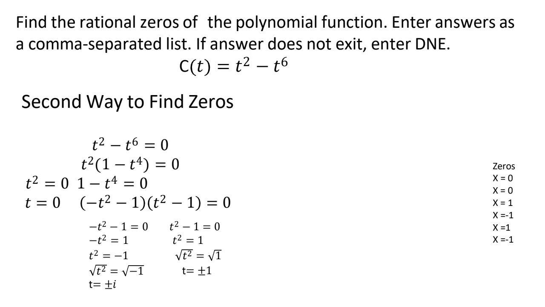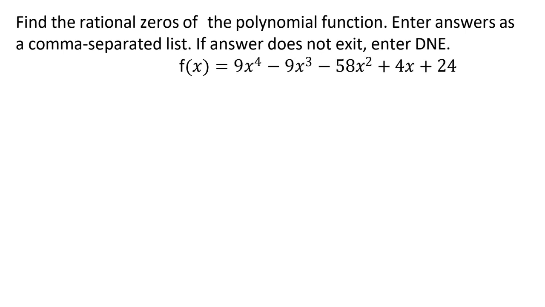So t squared times 1 minus t to the fourth is equal to 4. And you see here, now I use my zero property and I have the same problem that I had before, using it the long way, just using the synthetic division. Again, always look for factoring methods that you can use to simplify your work. Okay, all right. So let's look at this long one.